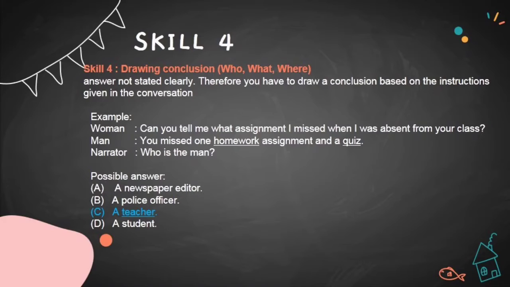Skill number 4. Draw conclusions about who, what, where. In this type of question, the answer is not clearly stated. Instead, you must draw a conclusion based on clues given in the dialogue. One kind of conclusion that is common in this part of the test is to ask you to determine who the speaker is. You can read the example.